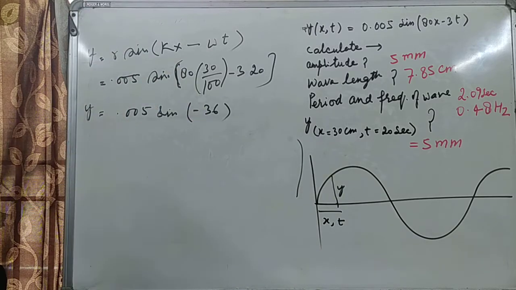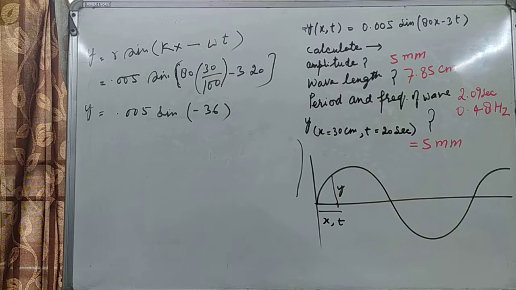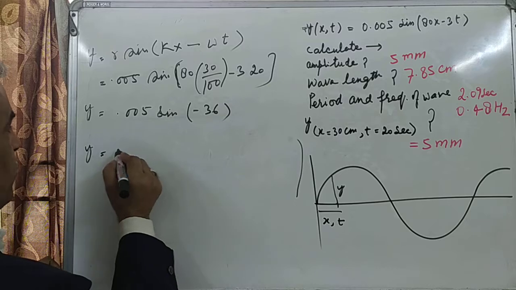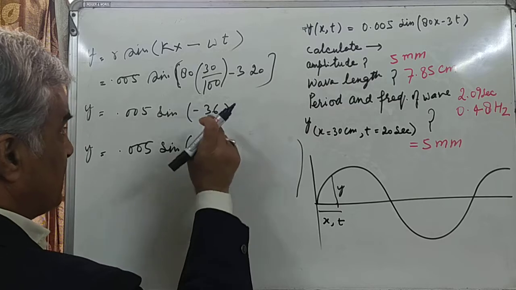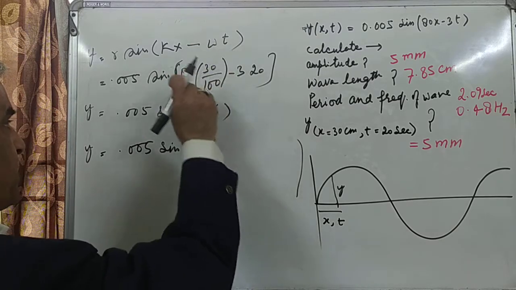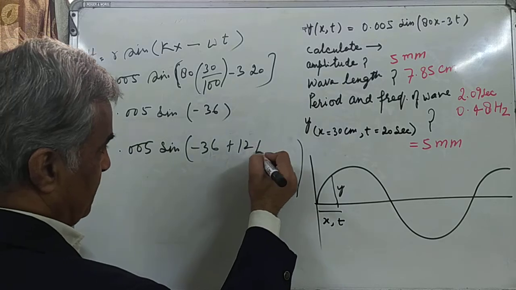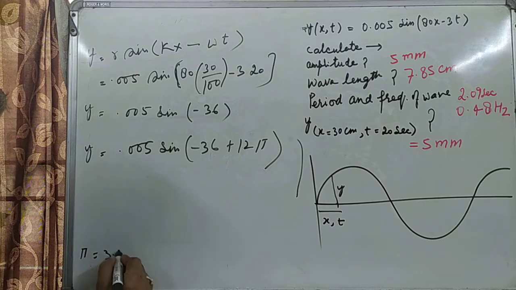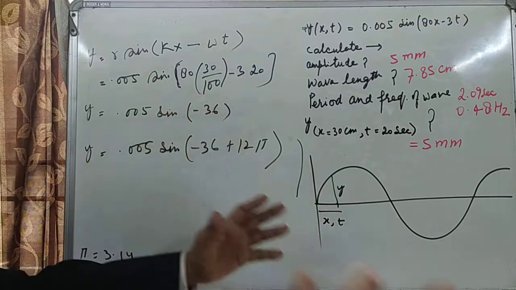So convert it. Now this is the main point of the question, that how will you find 5 millimeter. In this case, y equals 0.005 sin of -36. This is in radian, a pure number, not in degrees. So -36 plus 12 pi. Why 12 pi? 1 pi is roughly 3.14, and converting into a plus angle is the main point of the question.